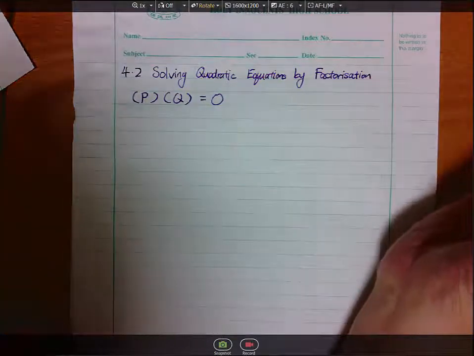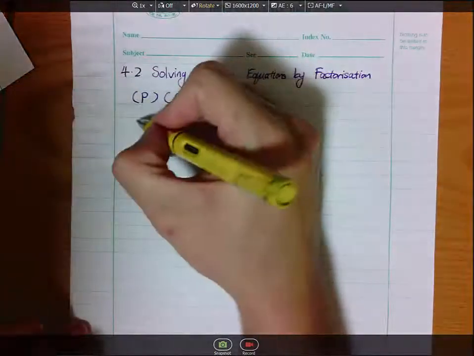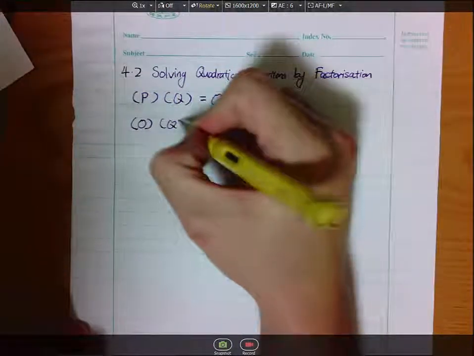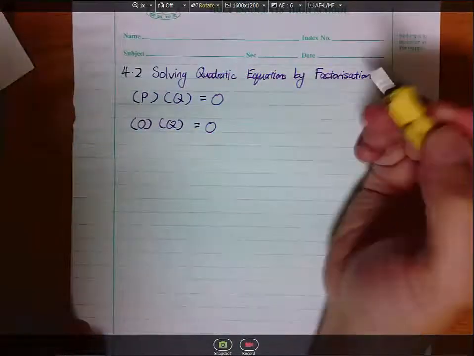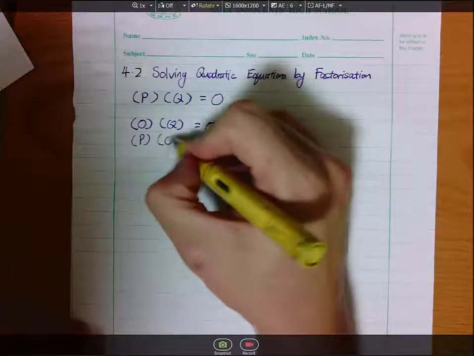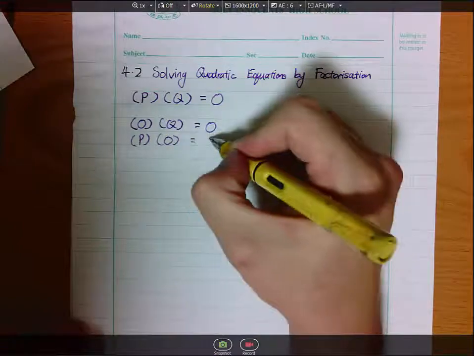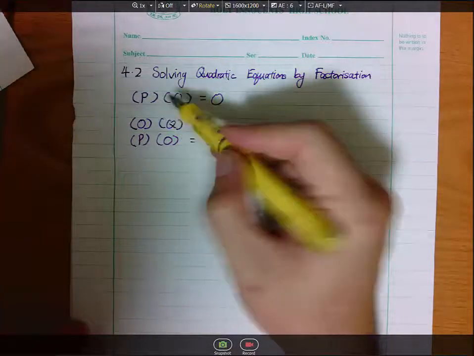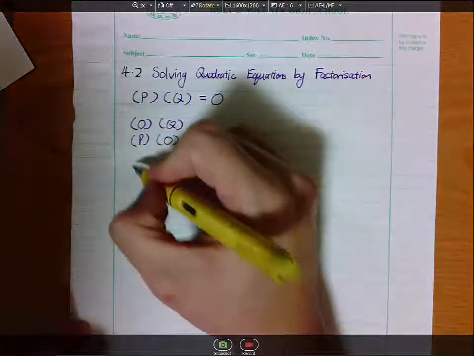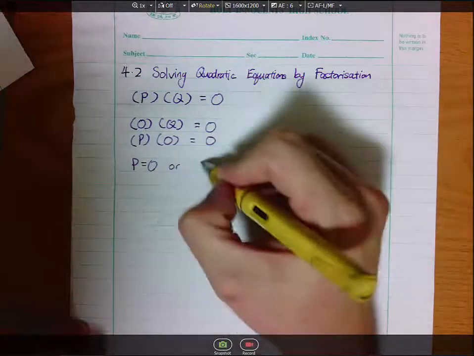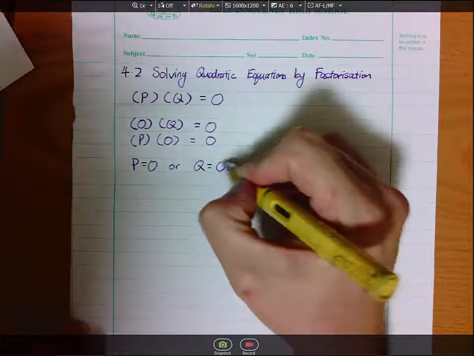So in short, the idea here is this. If p was 0, if you get 0 times q, you get 0. Similarly, if you let q be 0, p times 0 is also equal to 0. So in this case, when you have p times q equals 0, you can safely say that either p is 0 or q is equal to 0.